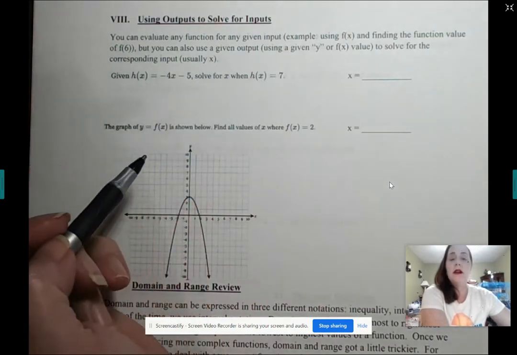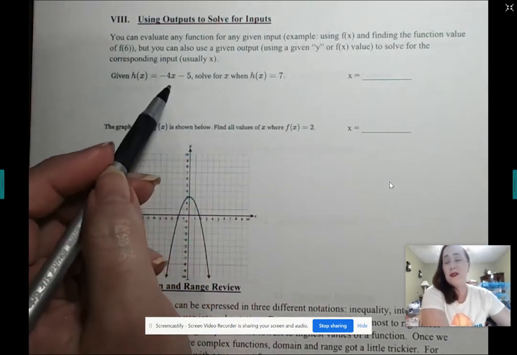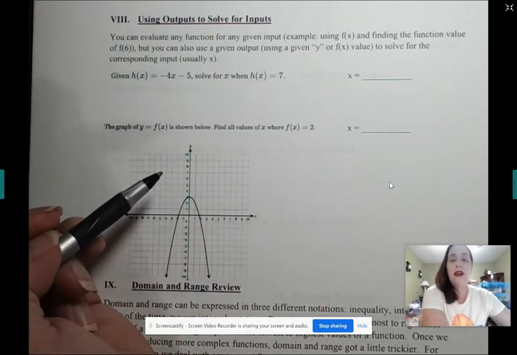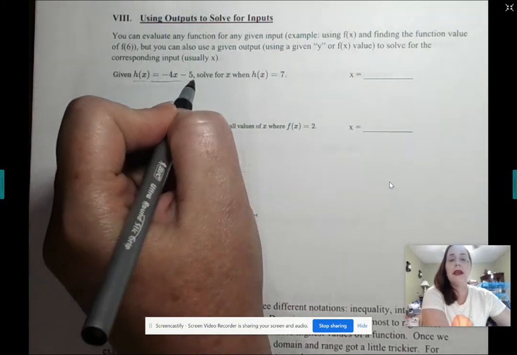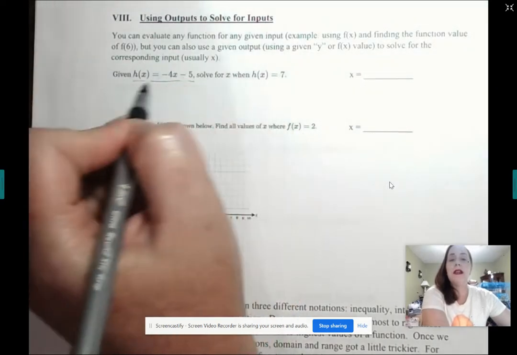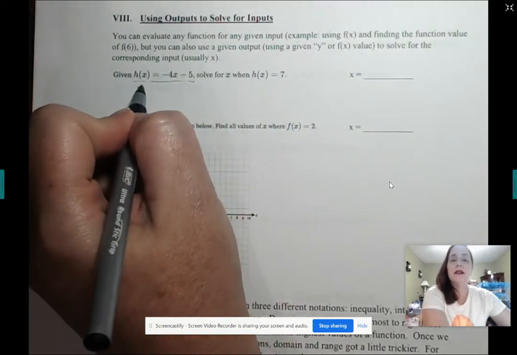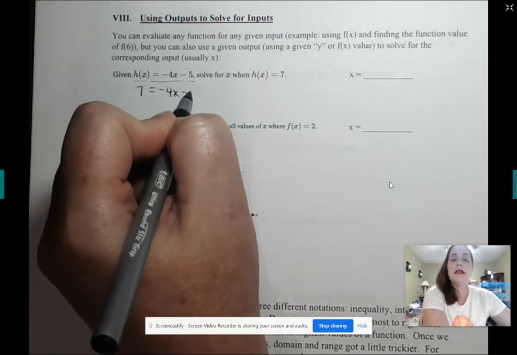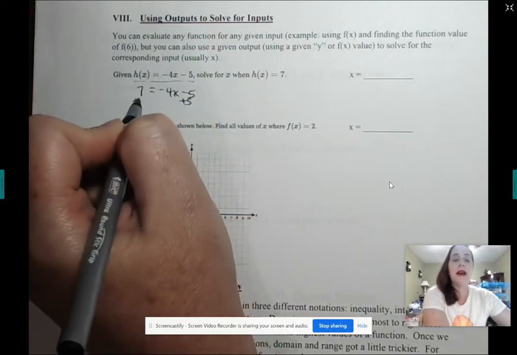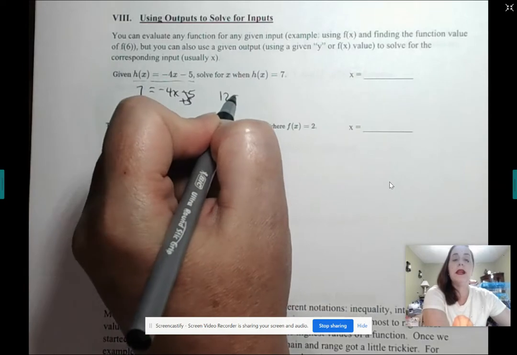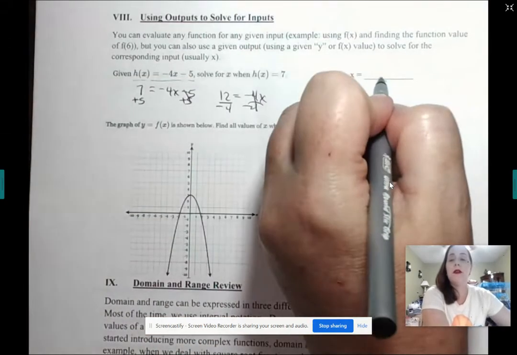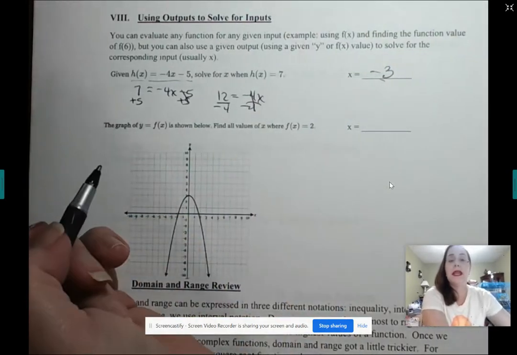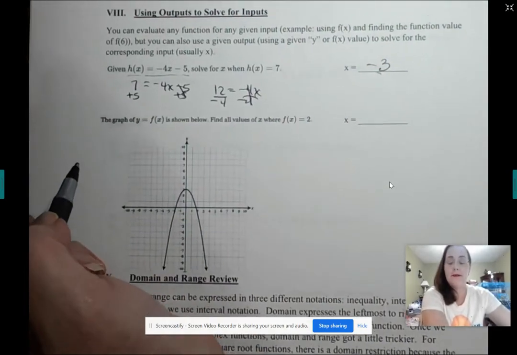Sometimes it'll be linear, sometimes it'll be quadratic, sometimes it'll be an equation, sometimes it'll be a graph. We have to be able to respond. So this is a function that they give me, and they tell me to put 7 in place, not of x, but of h of x. Basically, the y value is being replaced, and we're just solving for x. And you can do this easily algebraically, and we would get -3. That would be the corresponding input for an output of 7.